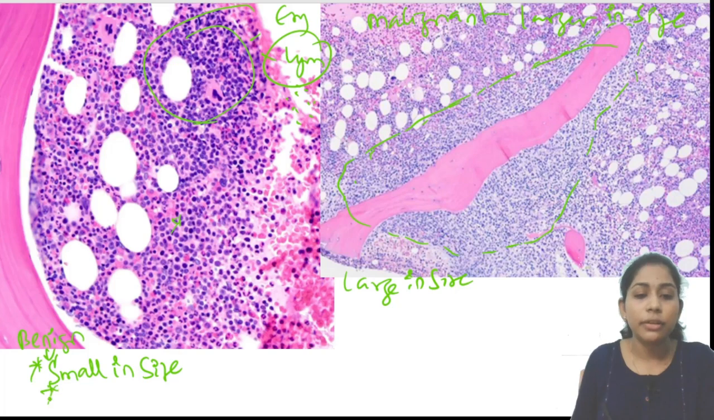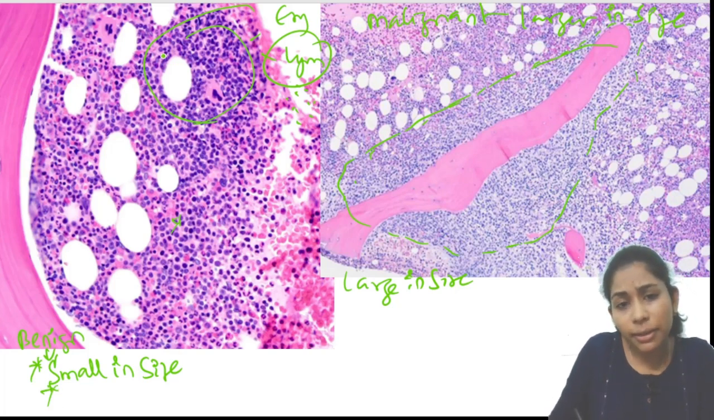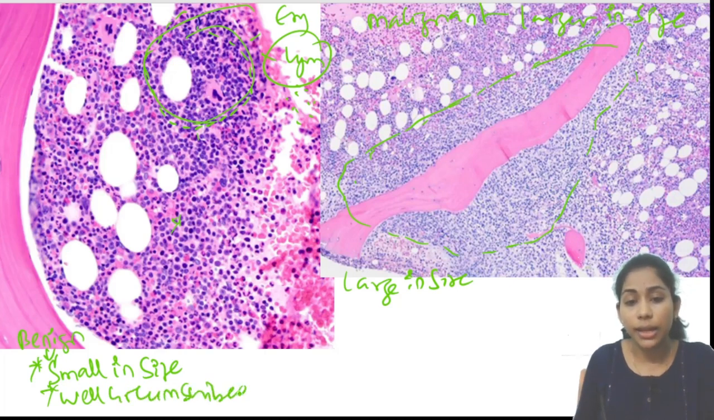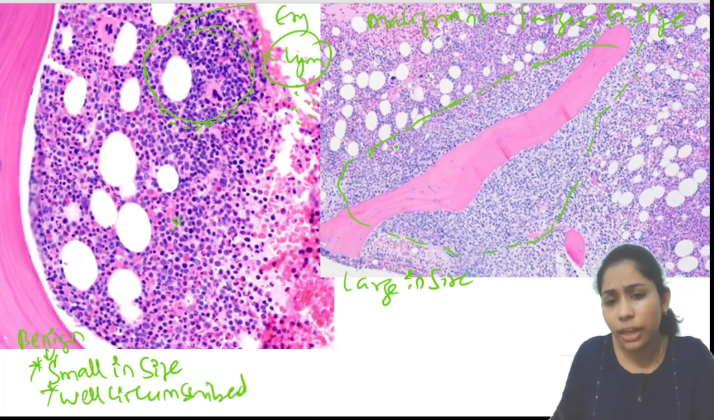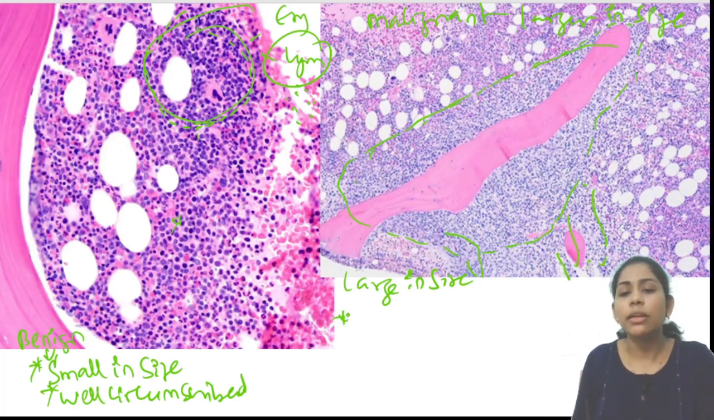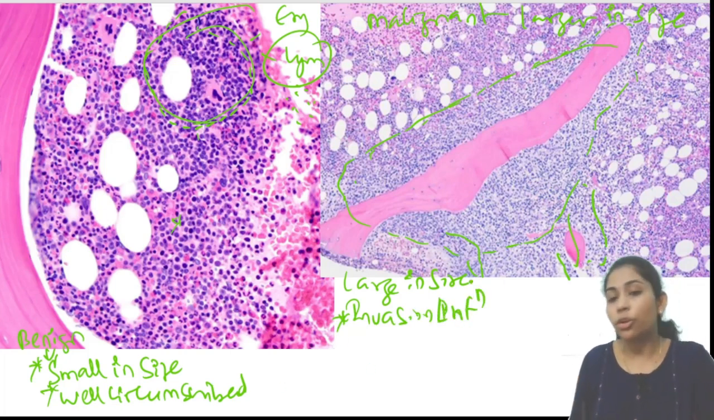And the second point. Are you able to clearly demarcate this one? See, I can clearly draw a line, right? I can clearly draw a line. So they are well circumscribed. Which ones? Benign ones are well circumscribed. But if you see, this one also looks a little circumscribed, but on this side, it's invading here. Can you see? These cells are going here. It's invading. So for the malignant ones, that's an abnormal feature: invasion or infiltration. So that's an abnormal finding.